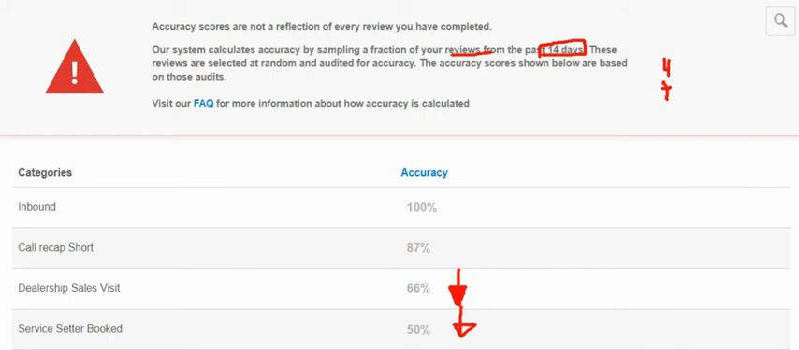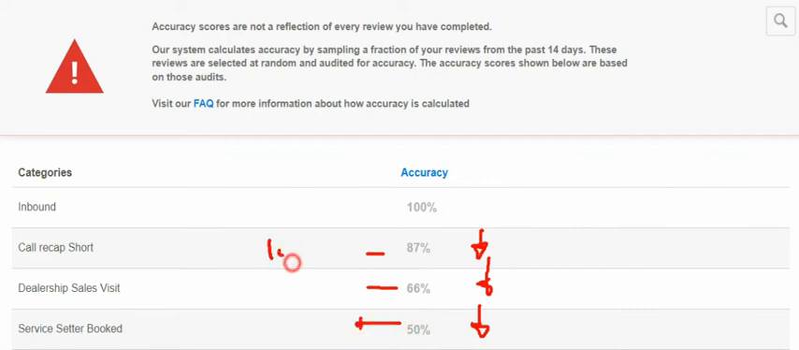from this category, because this report represents the past 14 days. So don't be worried guys if your accuracy drops to like 50%, 66%, 87%. Because 2 weeks ago, everything here was 100%, 100%, 100%, and 100%. And this week, I got 87%, 66%, and 50%.